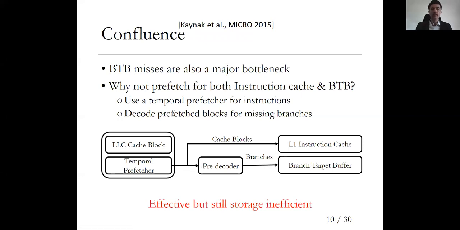In Confluence, they used a temporal prefetcher for the instruction prefetcher component of the whole solution. While definitely this idea is effective, it eliminates the need for a separate BTB prefetcher. However, as they use a temporal prefetcher and temporal prefetchers expose significant storage, the whole solution is still not storage efficient.